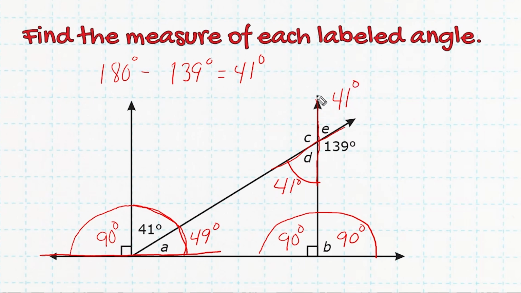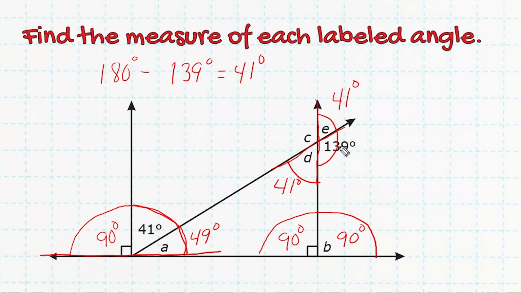Also notice that we have a straight angle right here. So these two angles right next to each other are supplementary angles. 139 degrees and 41 degrees would be 180 degrees, and that is one way that you can check your answer.